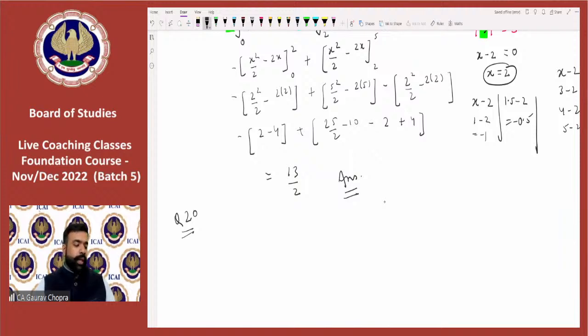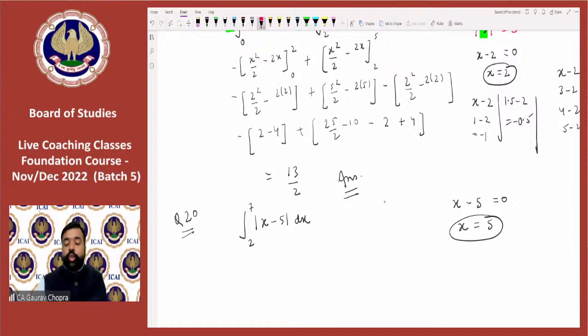Now the question number 20. Let's have a similar question so that you can easily split. Mod of x minus 5 dx, limit is from 2 to 7. So this time we can again see that x minus 5 is equal to 0. So x is equal to 5.